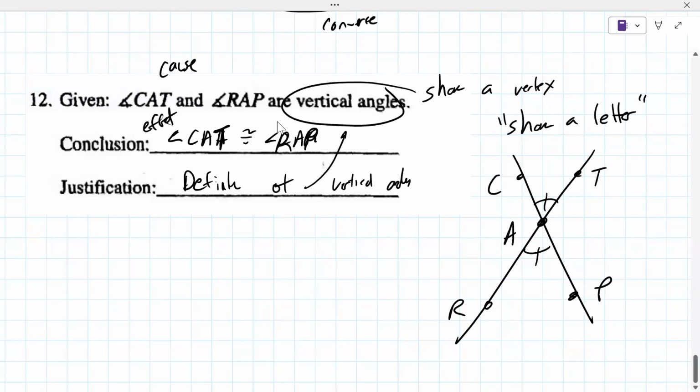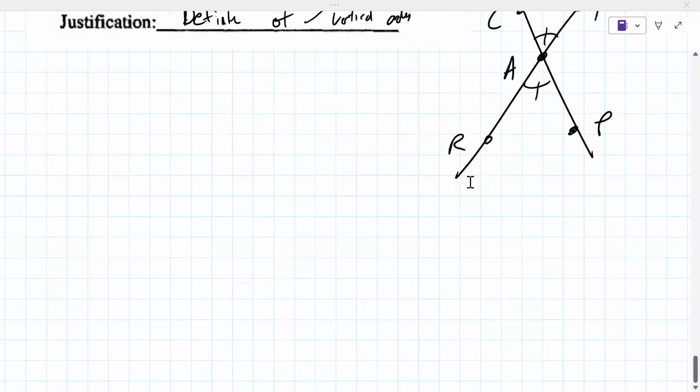Now it works in reverse. Like let's just say they gave you this picture and they told you that this angle RAT is congruent to this angle CAT. You would know that they're vertical angles by the converse of the definition of vertical angles. Questions, thoughts on that? No. Okay.